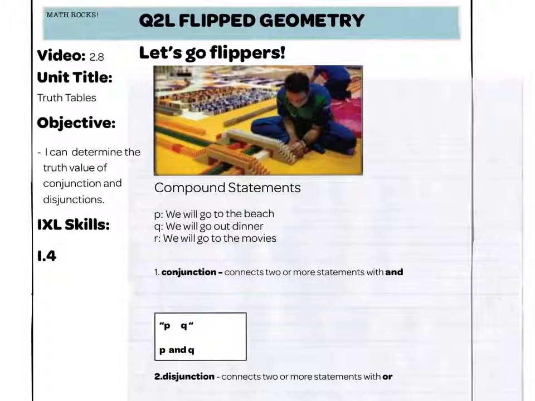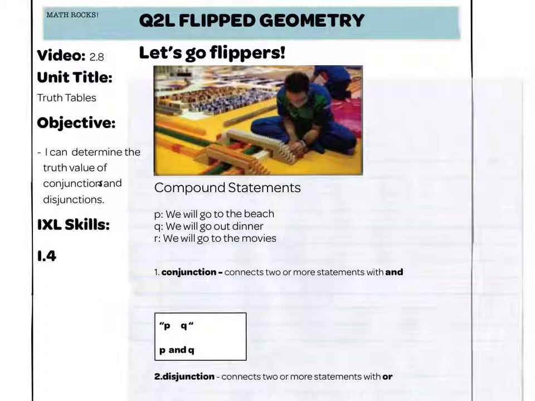Okay, we're still working with our logic lines. Your objective is: I can determine the truth value of conjunctions and disjunctions. That should be plural there, it's a little s. Your IXL skill is I4. That'll be the last new one I give you this week. All right, so let's go, flippers.